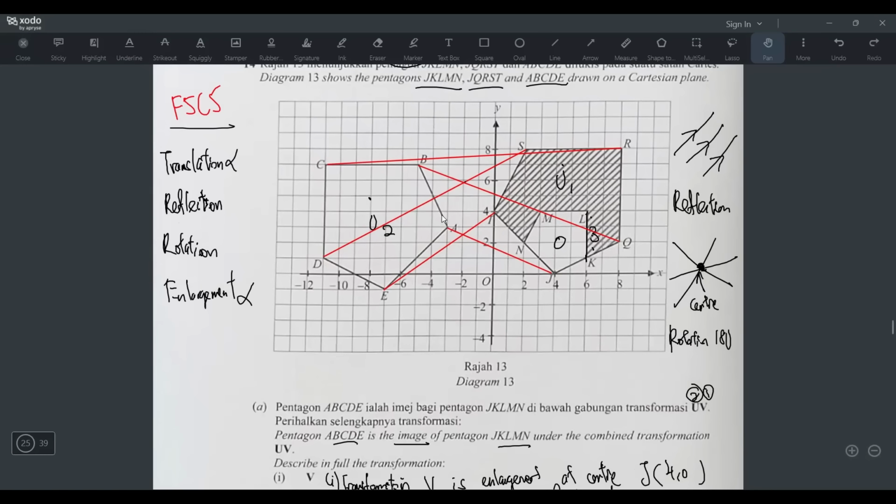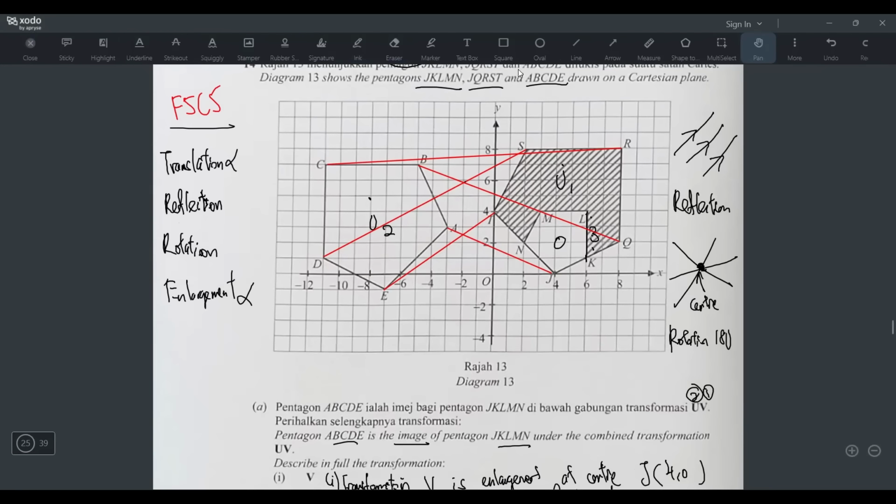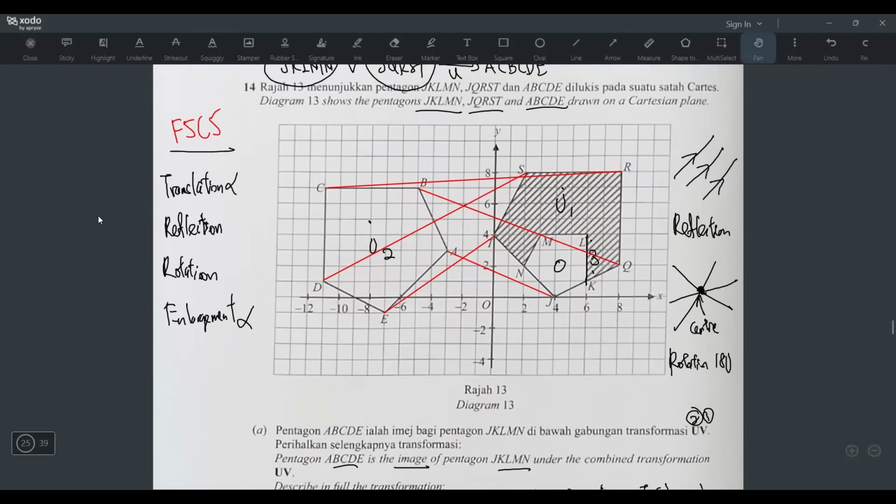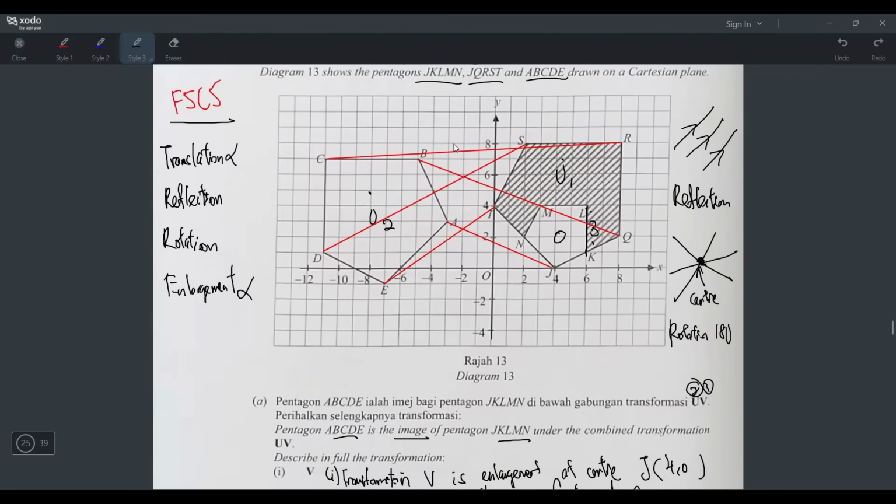So how to find the center of rotation? You have to use the compass, and then draw perpendicular bisector. But I'm not gonna show you the compass method because I'm using laptop, so I cannot show you using compass. But I will tell you how I will get the answer. Okay, first of all, you have to draw perpendicular bisector. Perpendicular bisector means what? You have to go to the line, find out the middle, and then draw a line that is 90 degree.